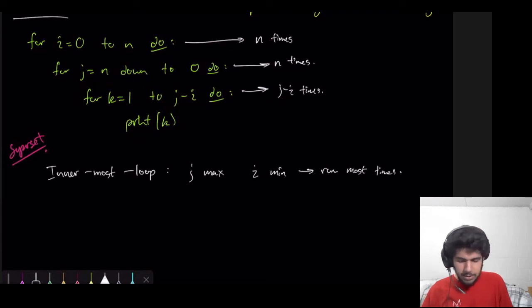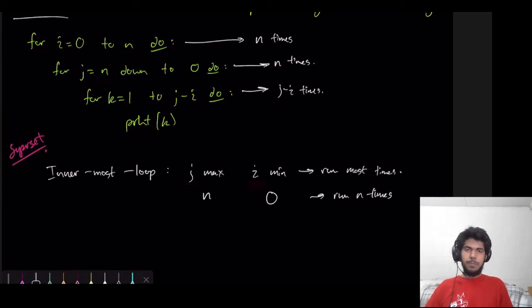I is minimum when it's equal to 0, and j is maximum when it's equal to n. So it'll run n times under these scenarios: j equals n, I equals 0. There are no other possible values of j and I such that this loop will run more than n times. So n is the maximum amount of times it'll run.